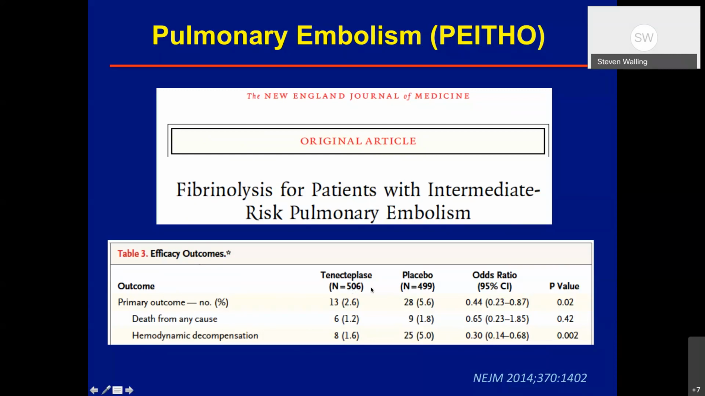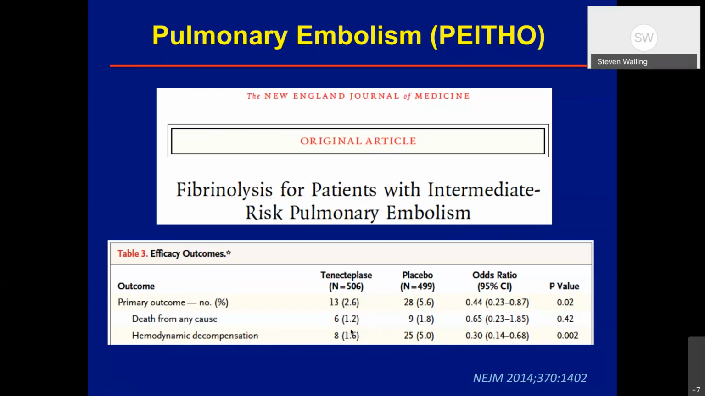They randomized almost 1,000 patients, half and half, into two groups, placebo versus TPA. The primary outcome is mortality and hemodynamic decompensation. Guess what? The mortality has no difference, and the primary outcome is driven solely by the hemodynamic decompensation. TPA treatment significantly reduces hemodynamic decompensation in these submassive PE patients.